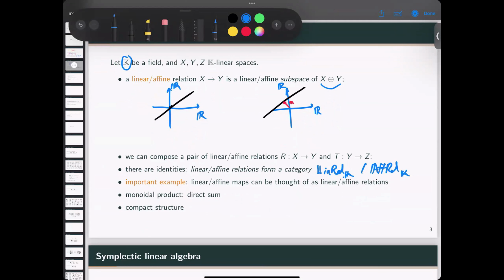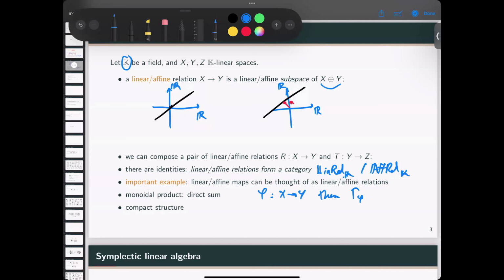And similarly to the case of functions and relations, if I have a linear map phi from X to Y, then the associated relation to phi is going to be a linear subspace. And if I have an affine map, that is a linear map plus a translation, then the corresponding relation is going to be an affine relation.